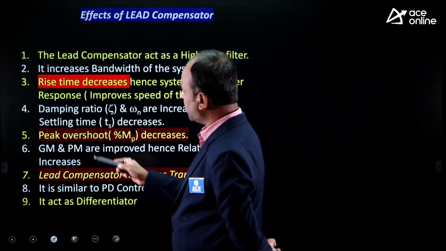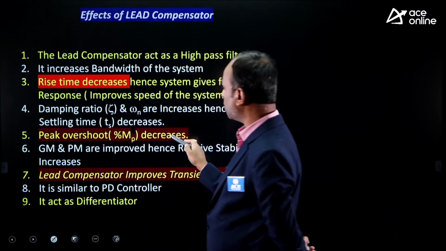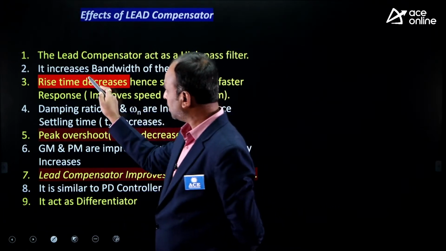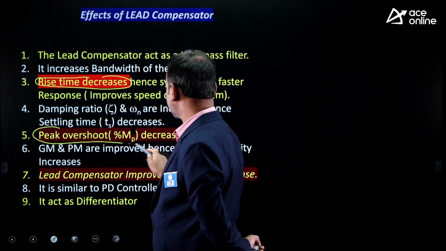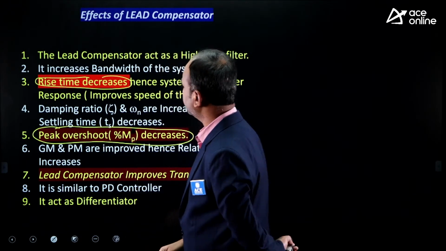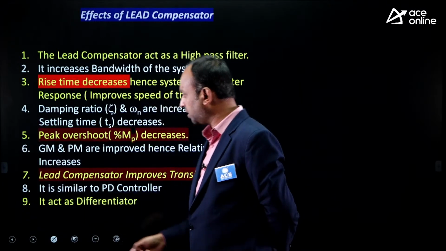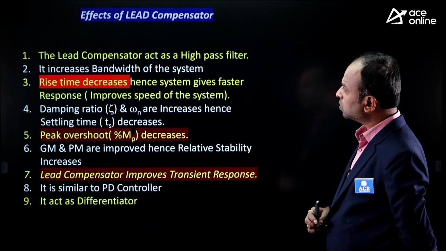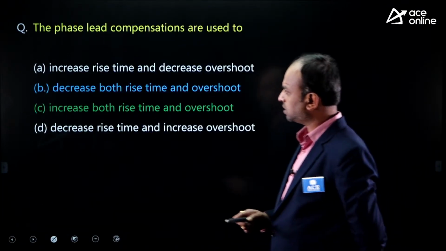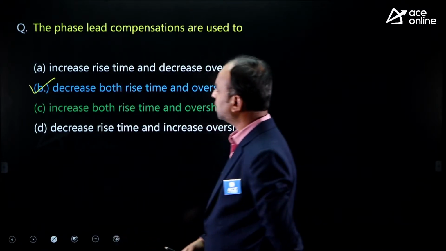In the lead compensator, as underlined in the given question, rise time decreases and peak overshoot decreases. Both decrease here. This highlighted point: rise time decreases, and peak overshoot also decreases. These are the effects of the lead compensator. Read it perfectly; you can note it down also, I have given it in short points. So both decrease here, and option B is the correct answer.